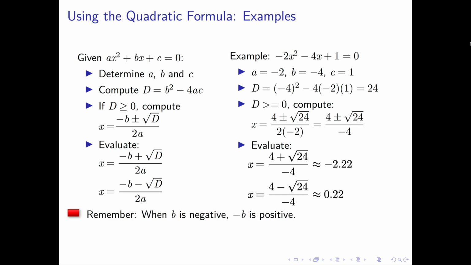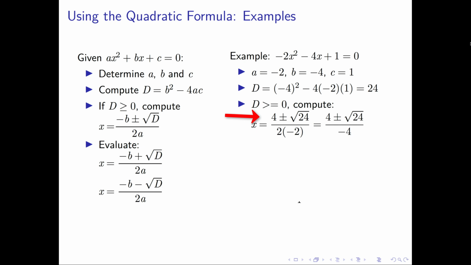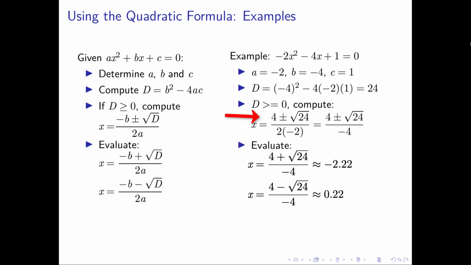And remember, when b is negative, the opposite of b is positive. And that's why if we go back a couple of steps to this step, you'll notice that it is positive 4, plus or minus the square root of 24, because b is equal to -4. So watch out for that.